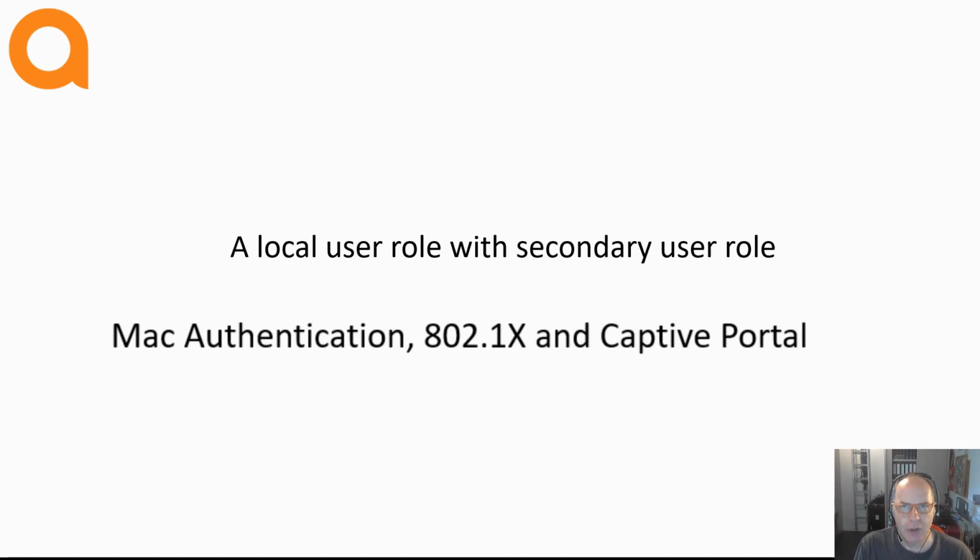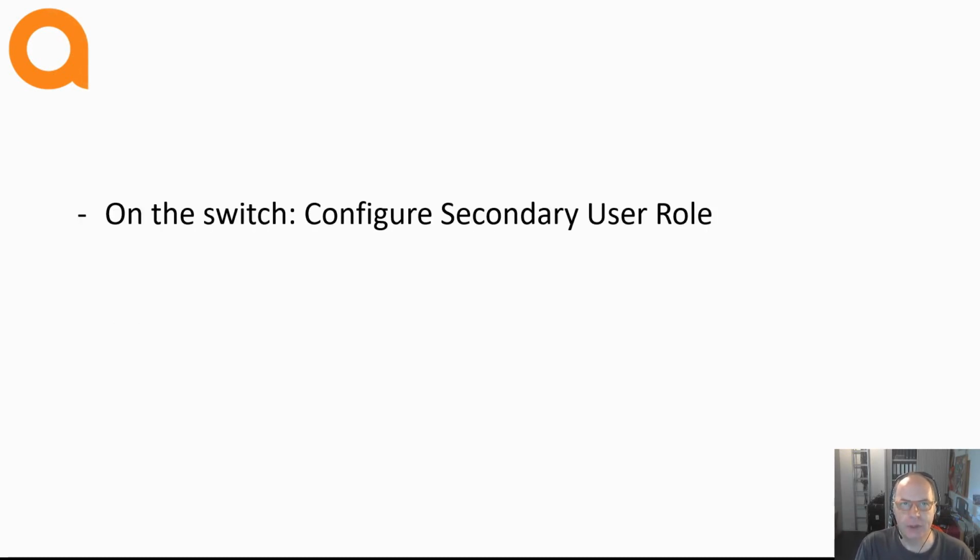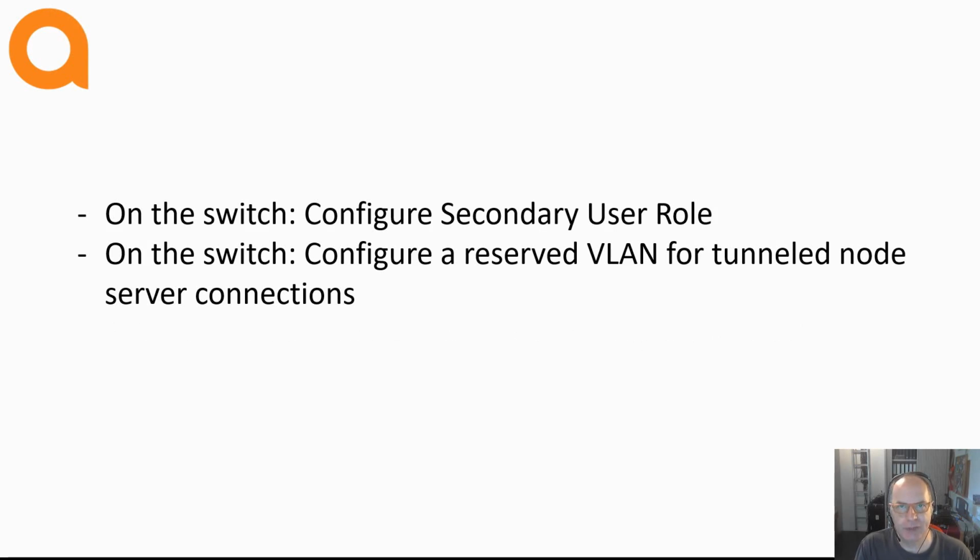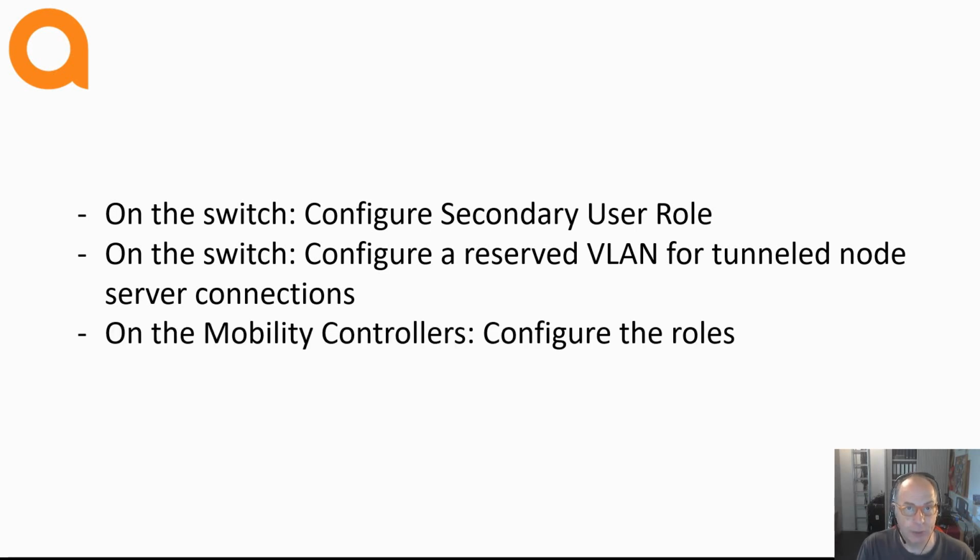Let me give you a high-level overview of what needs to be configured. On the switch, I need to configure the secondary user role parameter in the user role, and I also have to configure a reserved VLAN for the tunneled node server connections. And I have to create the roles on the mobility controllers. And then finally, there is no configuration required on ClearPass. That's already done. I'm just pushing the user role VSA so you're good for ClearPass.